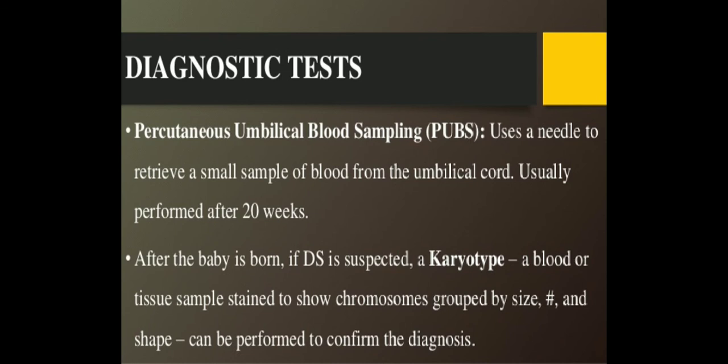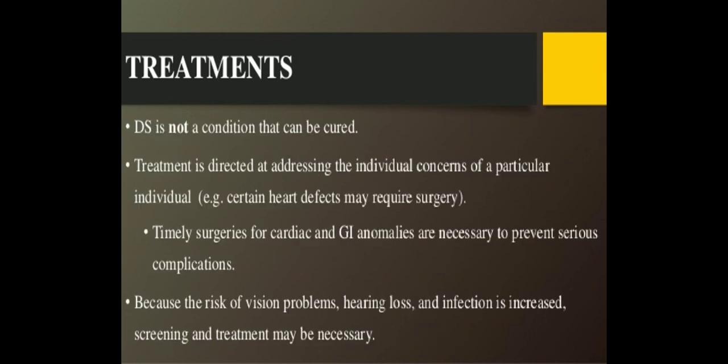After the baby is born, if Down syndrome is suspected, a karyotype, meaning examination of the chromosomes, with blood or tissue samples stained to show chromosomes grouped by size and shape, can be performed to confirm the diagnosis. So before birth, we can perform prenatal diagnostic tests like percutaneous umbilical blood sampling, amniocentesis, and chorionic villus sampling. But when the baby is born, if Down syndrome is suspected, we can do karyotyping or inspection of the chromosomes.